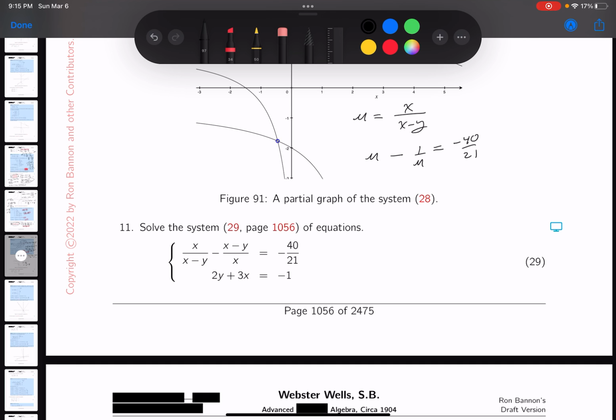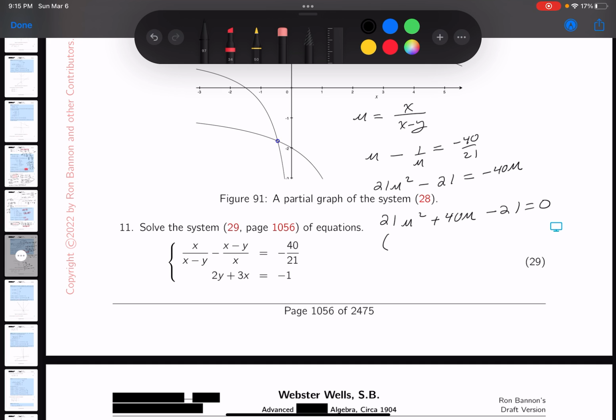I'm going to multiply both sides by 21u. So we get 21u squared minus 21 equals minus 40u. Let me see if I did it right. 21u, right? So 21u squared minus 21 and then minus 40u. This looks good. So let's write this down. 21u squared plus 40u minus 21 equals 0.